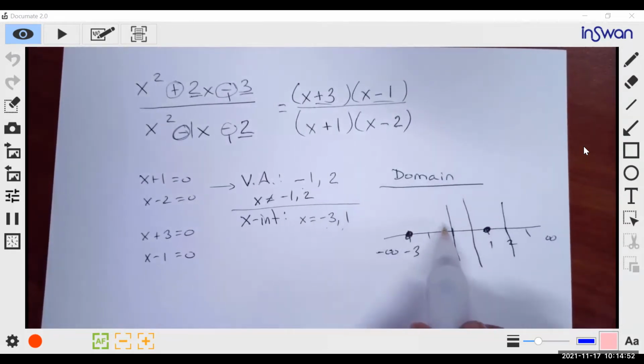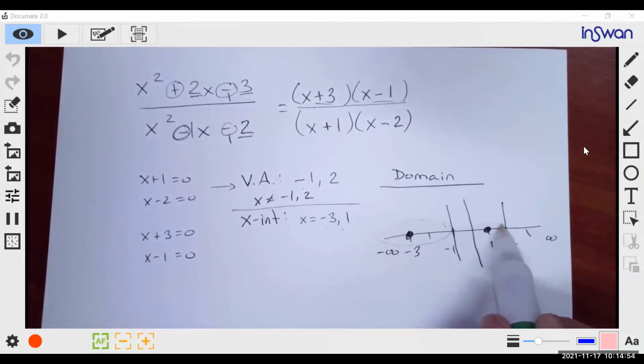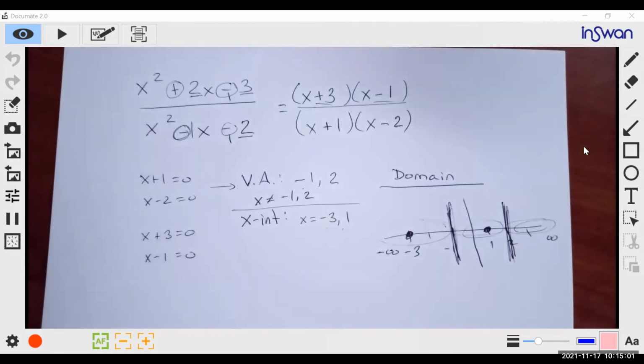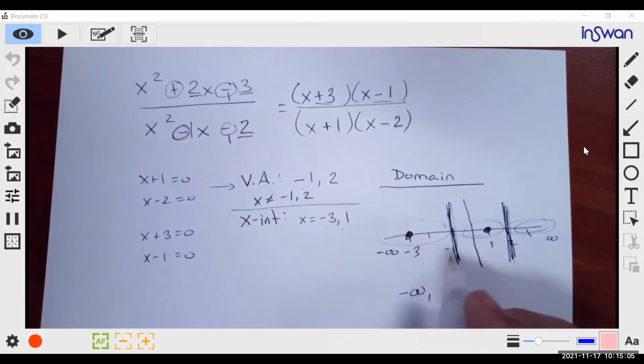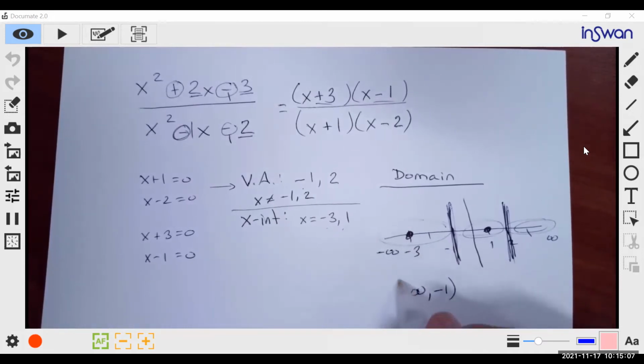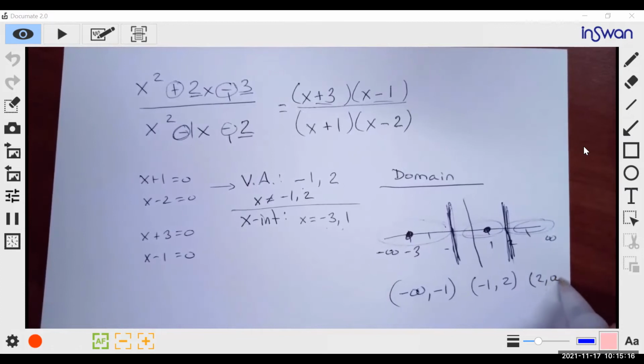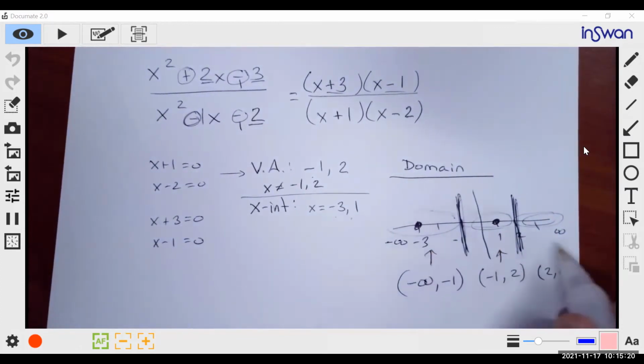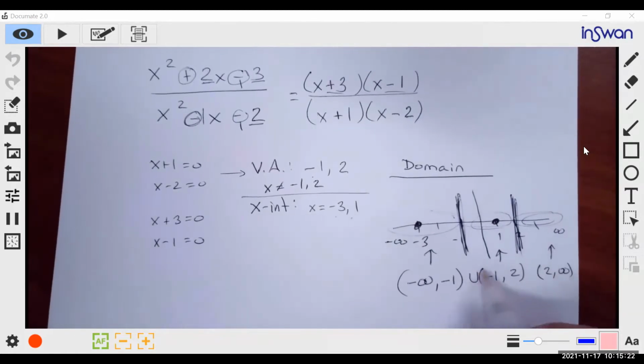But the domains are between the asymptotes. Here are the asymptotes. So it's from -infinity to -1. It's from -1 to 2. And from 2 to infinity. That's that area, and that area.